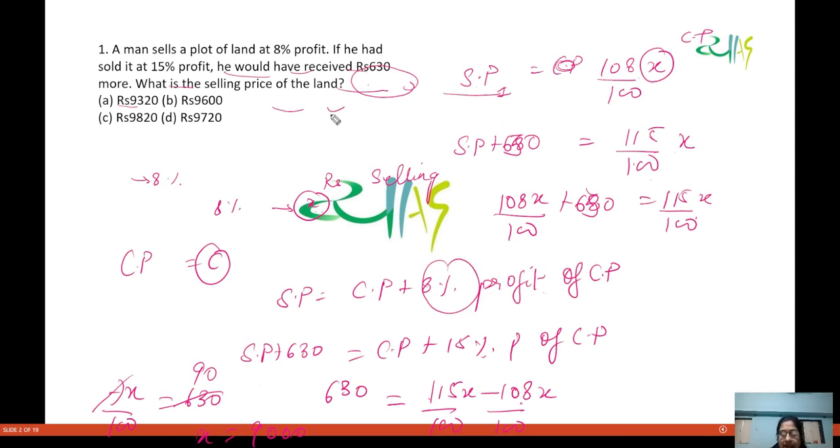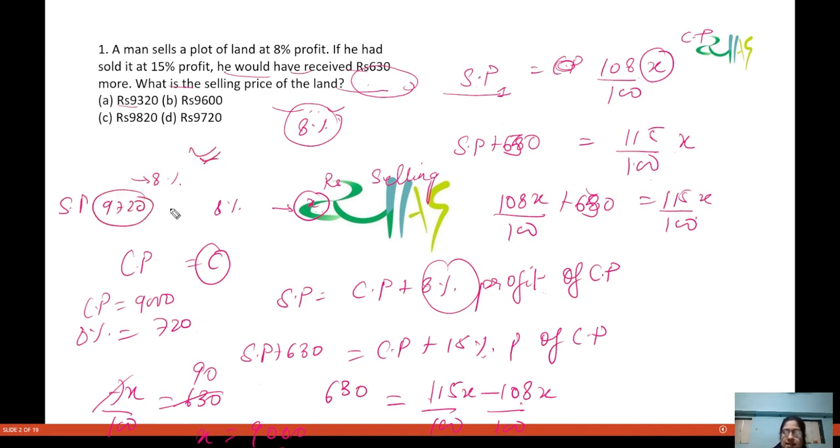But it is asking for the selling price in what case? When there is 8% profit. So cost price is 9,000, profit is 8%, that means 720 rupees. 8% of 9,000 is 720. So what is your selling price? 9720. Okay, your selling price is 9720. See, you can do this in multiple ways, but I find this the easiest way.